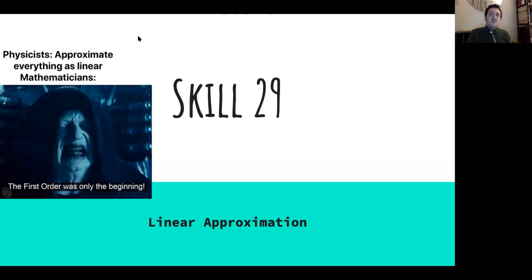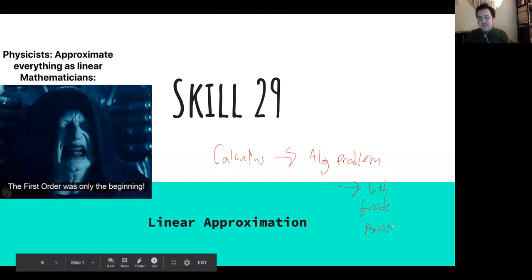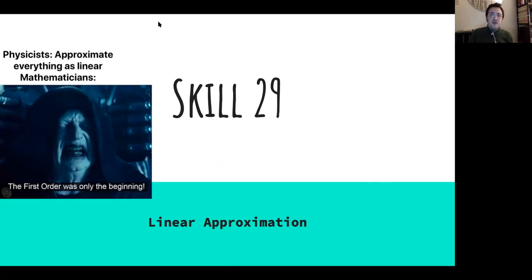So one thing that's beautiful about this skill, actually, is that you can turn calculus into an algebra 1 problem, into a 6th grade math problem, just by the power of using derivatives. So I'm going to show you what I mean.